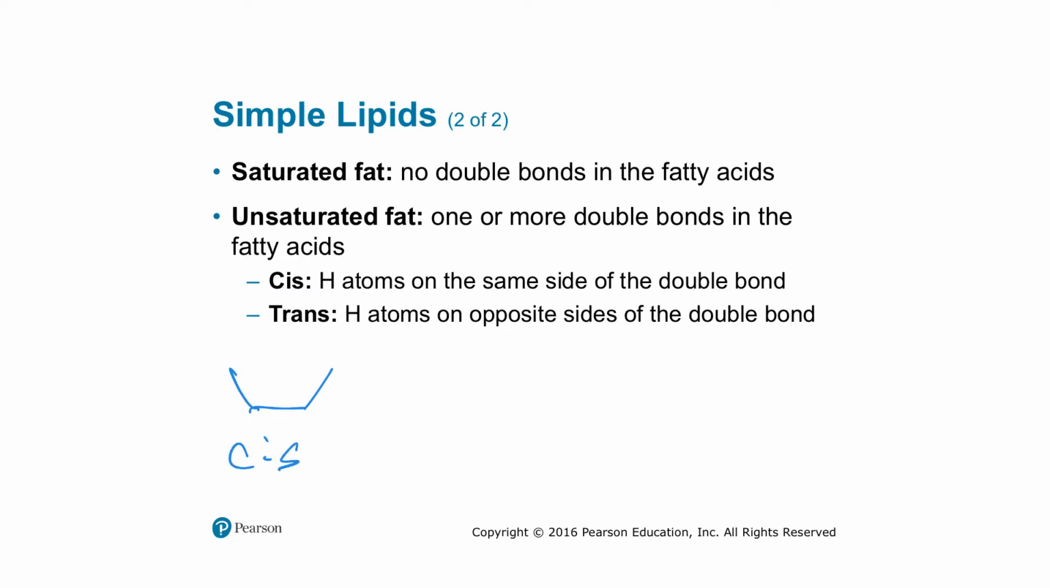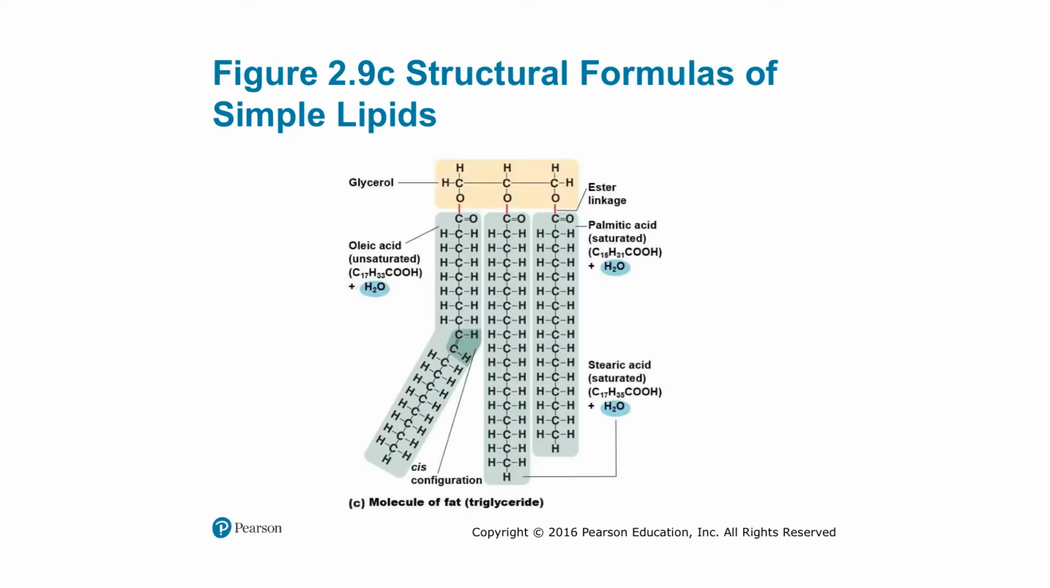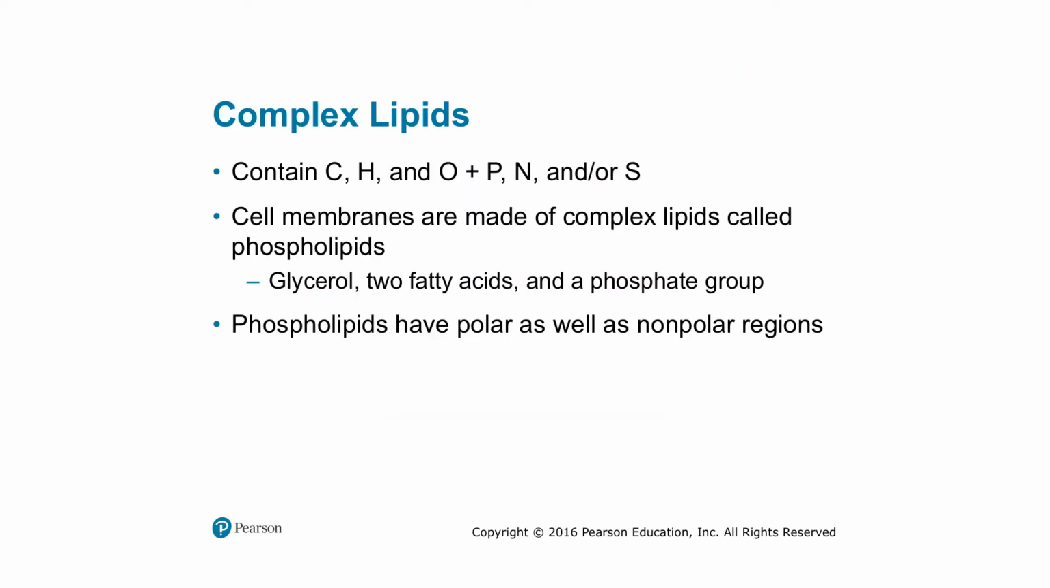Okay, they're going to be going in the same direction. But a trans double bond is going to be going in different directions. Okay, so they have opposite sides of the double bonds. And so these are going to cause different chemical properties. And so here we can see we have a cis configuration where the hydrogen atoms right here are on the same side.